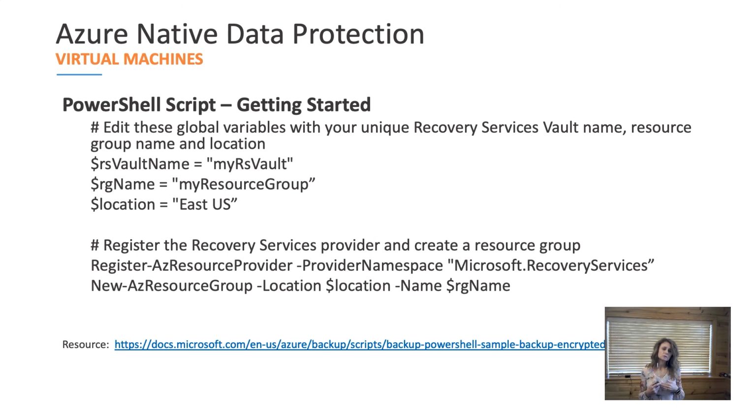Now, in terms of actually getting started with this script, again, note the resource at the bottom because that's where this lives. You're going to have to edit some of the global variables that are already there in the pre-created script to align with what you see here. You need to give it a vault name, your resource group name, your location, and register the recovery services provider via the command at the bottom, the register-az resource provider, to get this running.